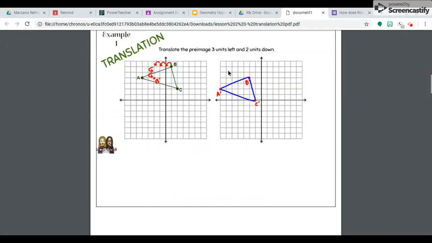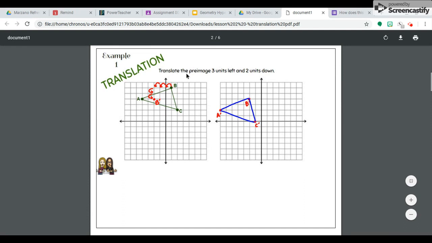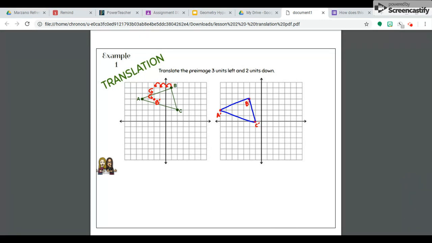Now let's talk about how we do a translation. In example 1, the question asks us to translate the pre-image 3 units left and 2 units down. So this green triangle in the left graph is what we started with, triangle ABC. To move it 3 units left and 2 units down, we're going to take each of the vertices, vertex A, vertex B, and vertex C, and apply that translation to it. So we're going to take this vertex at A, move it 1, 2, 3 units left, and move it 1, 2 units down.